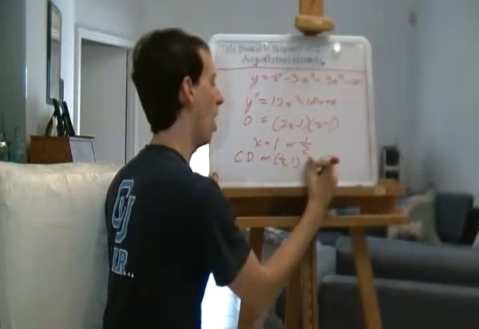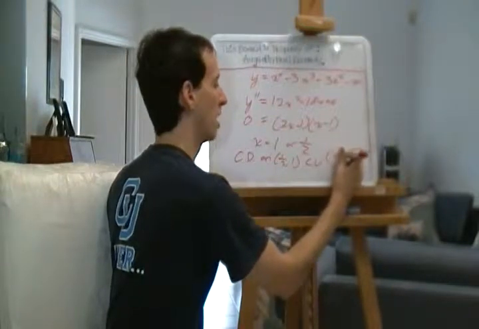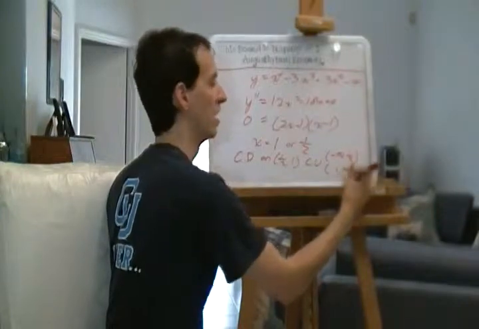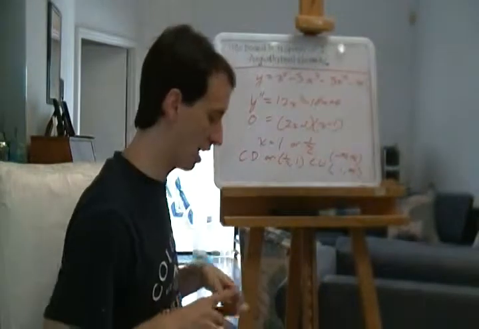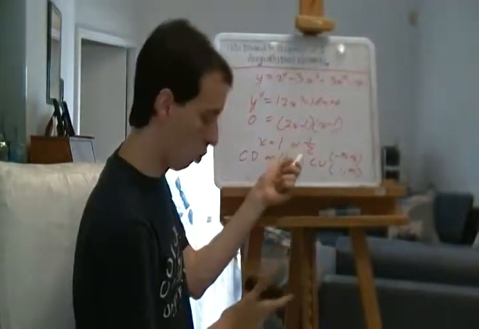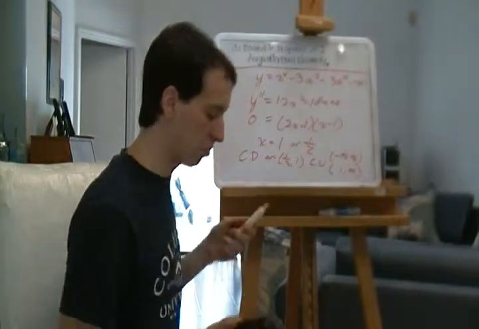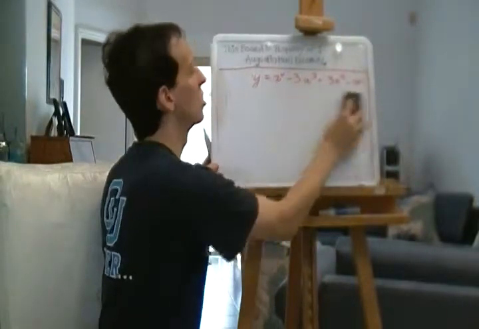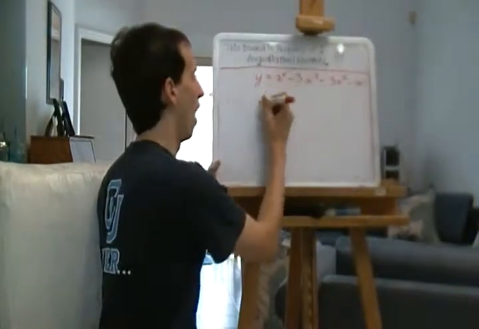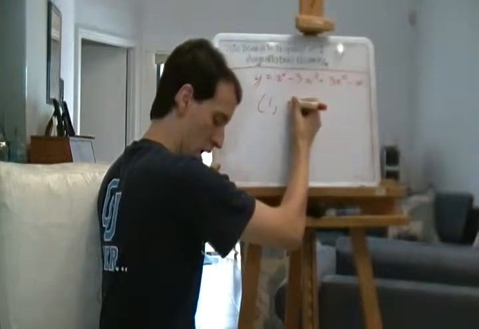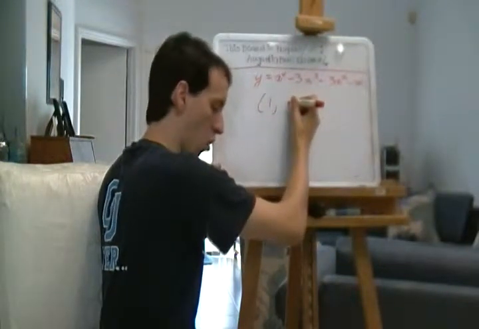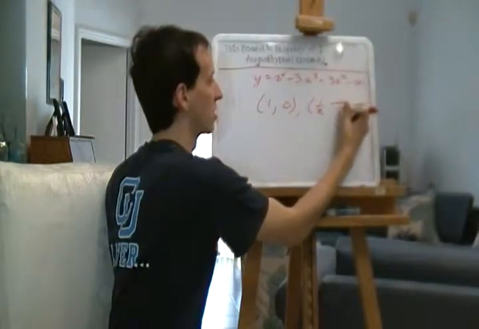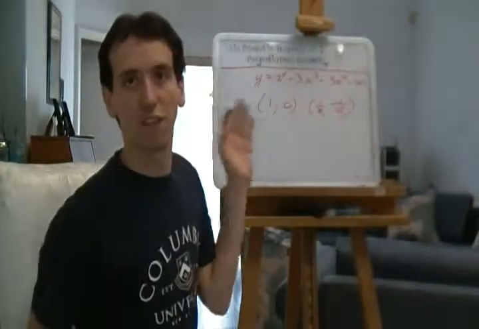And it's going to be concave up on negative infinity to 1/2 and from 1 to infinity. That's the concavity. And then if you check 1/2 and 1 for your inflection points, plugging them into the original function, you're going to find that the inflection points are at 1 and 0, and 1/2 and negative 1/16. So those are your inflection points.